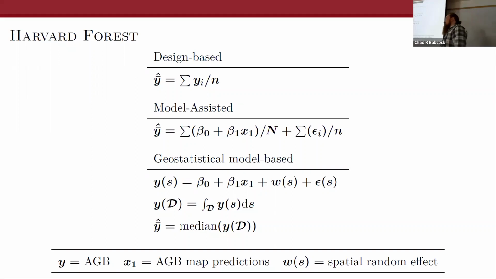Then we can also look at what's been termed a model-assisted estimator. Effectively, it's much like the design-based estimator. It relies on the same kind of probabilistic sampling routines that we use in the design-based world, but allows us to build in this type of assistance here. This is just a simple linear regression, so I've got my intercept and a slope, and my X1 here is the random forest predictions of biomass.